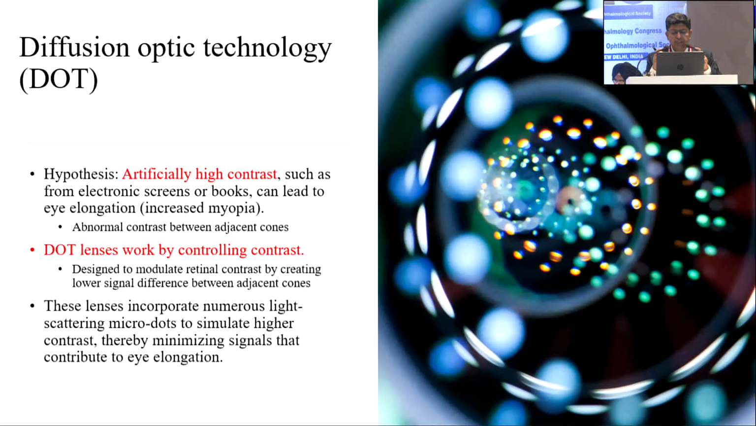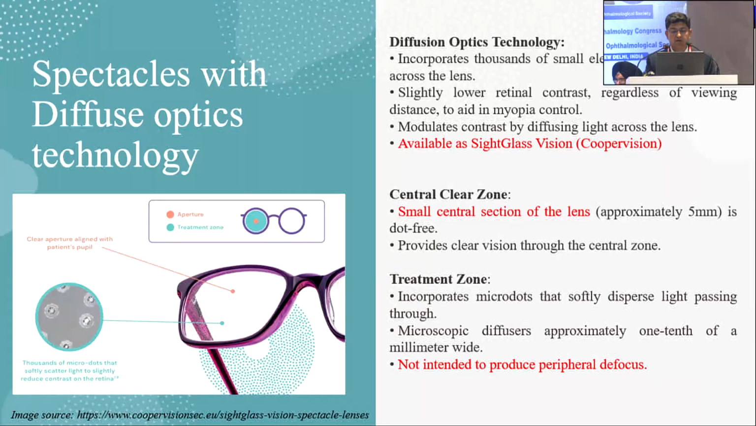This is a relatively new technology that has come up. There is inadequate information, not too many large studies, but they work on a totally different concept. It's different from the one we talked about. It's essentially high contrast. According to this concept, high contrast of screens and books is responsible for the myopic stimulus, and that is to be corrected by these dot lenses which control the contrast. So they have these multiple small lenses here. The aim is to reduce the contrast between adjacent cones. So the high contrast stimulus, which is believed to be responsible for the myopic progression, is corrected by these dot lenses.